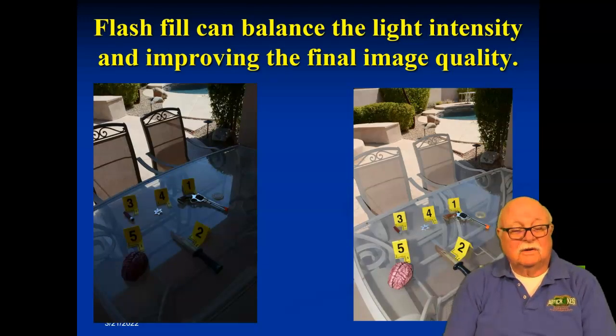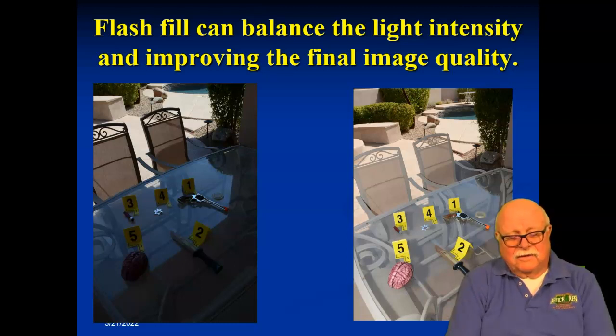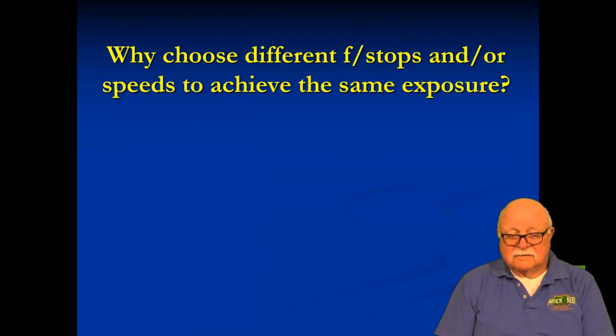One of the ways to solve this problem is to use what's called fill-in flash, so that you can balance the light in the foreground using a flash so it equals the same light level as is in the background. This gets a well-balanced photograph. It looks like they're both evenly lit.